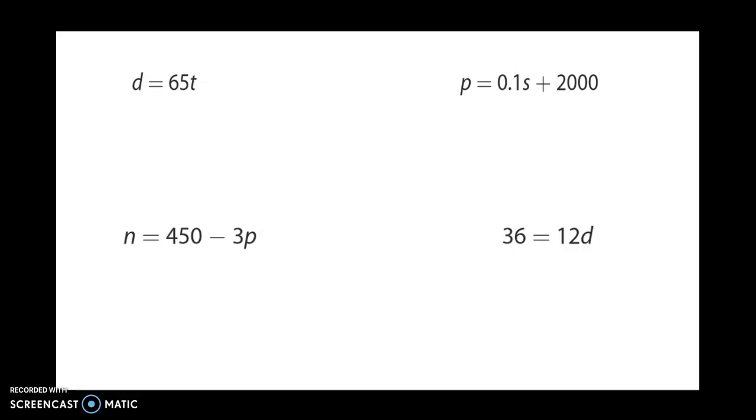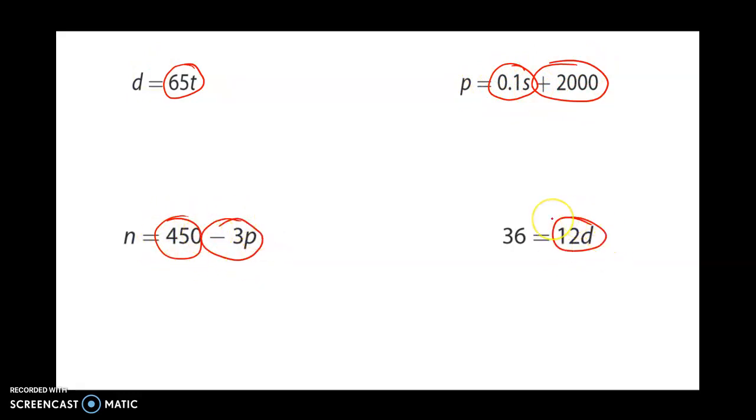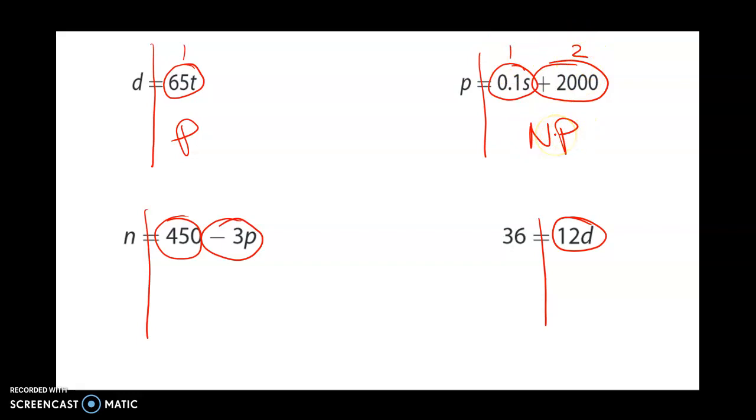So with equations, see how this is a term, this is a term, this is a term, this is a term, this is a term, and this is a term. Okay, if there is one term on that one side of the equation, it is proportional. If there's two terms, it's not proportional.